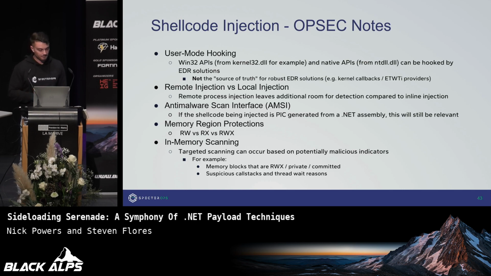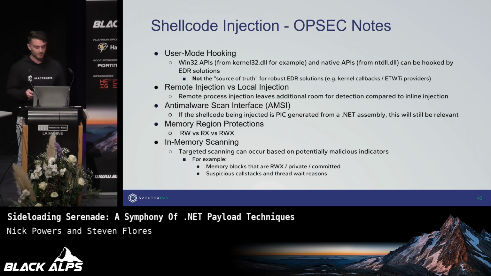AMSI is relevant. So in the case of shellcode injection, if you're generating position-independent shellcode for a .NET assembly, for example, this would still be relevant because you're loading the CLR. Depending on how that shellcode's injected, AMSI would be relevant. Your memory protections: are you allocating and executing memory as RWX, or read, write, execute, or are you changing these permissions as you're doing your allocation and your copies?